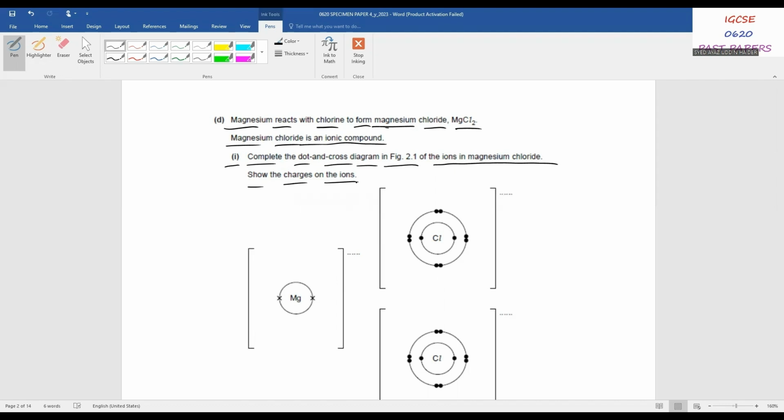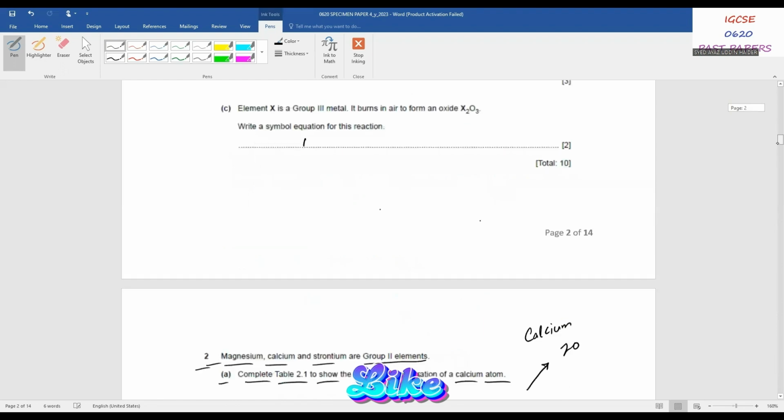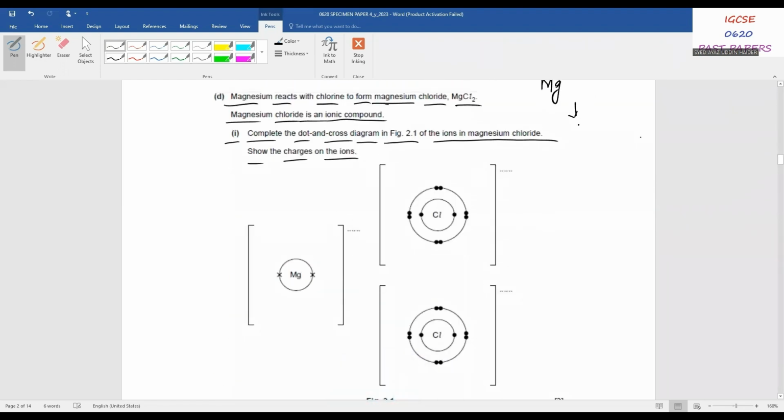Magnesium is in group 2. The proton number of magnesium is 12. They have already shown 2 electrons, and we know that magnesium, after losing 2 electrons, forms the Mg2+ ion, Mg plus 2. So 2 electrons are lost by the magnesium atom.